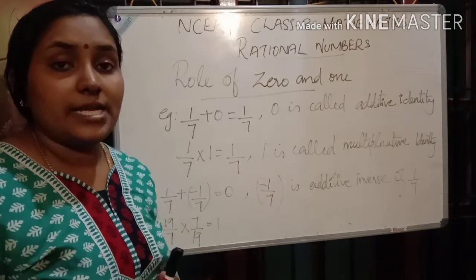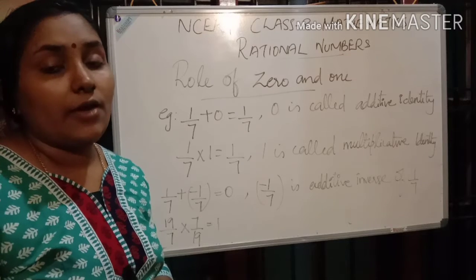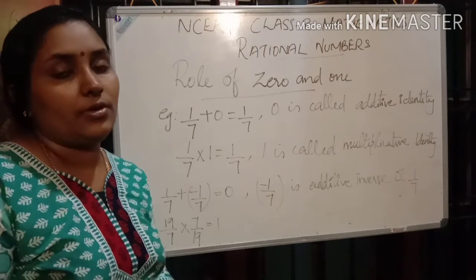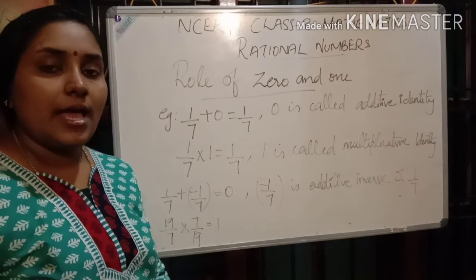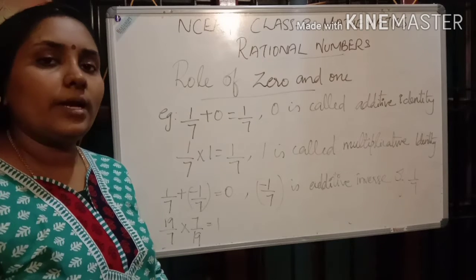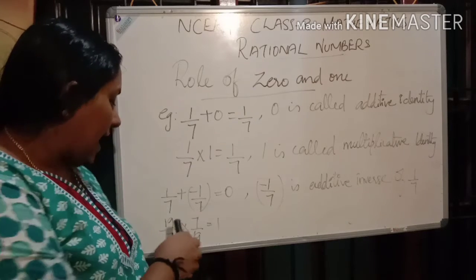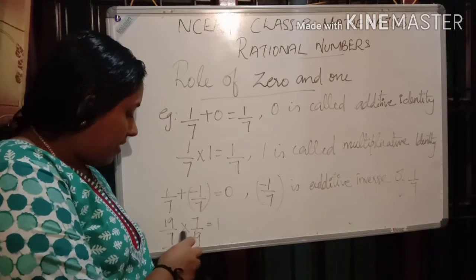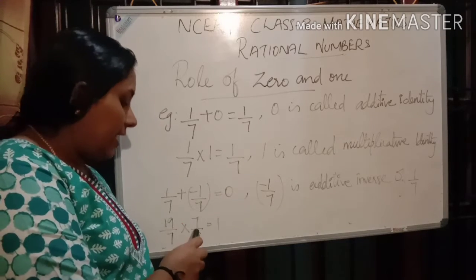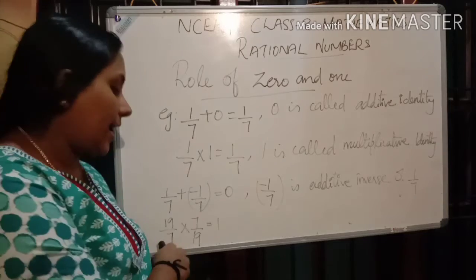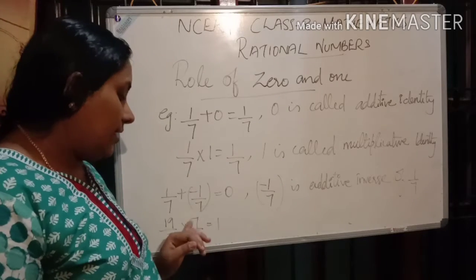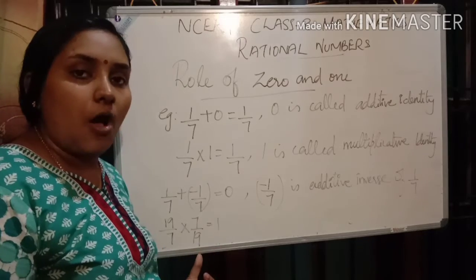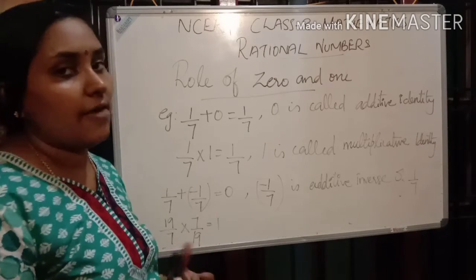19 by 7 is the rational number. Here we have to find out the multiplicative inverse of 19 by 7. Here we have to get the answer as 1. How will we get the answer 1? 19 by 7 into 7 by 19. 7 and 7 cancel each other, 19 and 19 cancel each other. We get the answer as 1. Here 7 by 19 is the multiplicative inverse of 19 by 7.